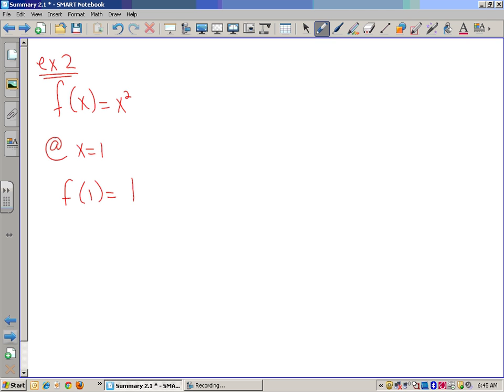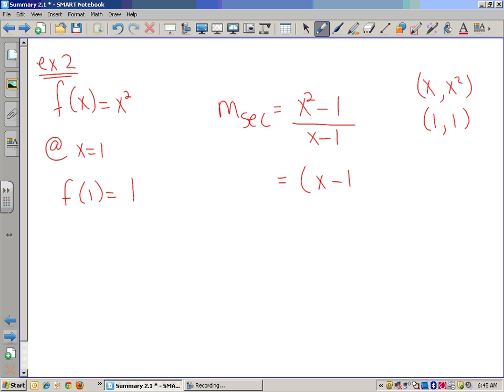Then if I want to look at the secant slope, that would be between any 2 points. The first point is at x comma x squared, and the second point is at 1 comma 1. That would give me a secant slope, and I could do a little more math on this. We love you, Algebra 1. I could get rid of that, and that's the slope of the secant line.